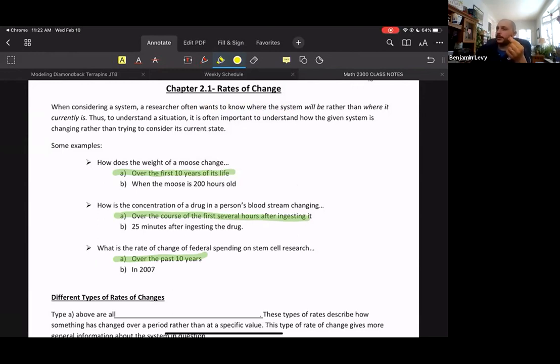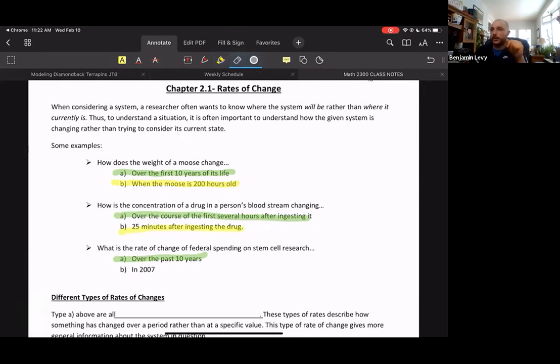That's a different kind of rate of change than type B, right? Which is how's the weight of the moose changing exactly when it's 200 hours old? One is over a long period, one's at a very specific moment. The second thing is talking about how the concentration of a drug in a person's bloodstream is changing. We might care about how it changes over the first couple hours after ingesting it, or maybe we care at a very specific moment, like 25 minutes after taking the drug, right?